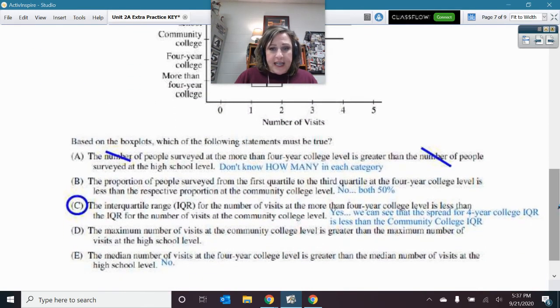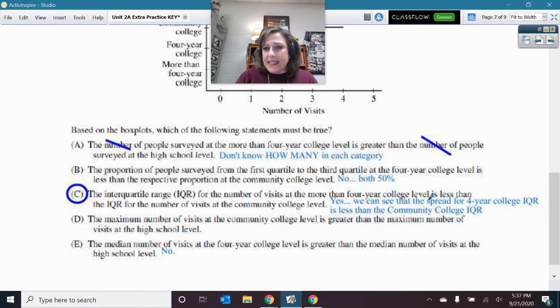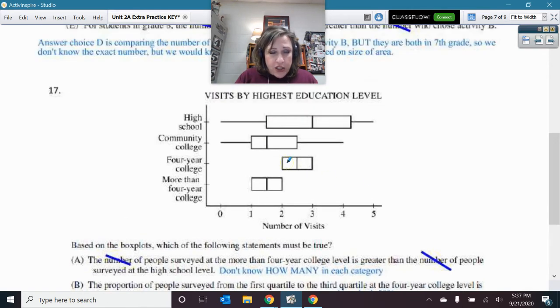Here we have number 17. Answer was C, the only one we know. I kind of put the reasons that these other ones were wrong. What was the deal with D? The max number of visits at community college is greater than the max at the high school. So, yeah, no, the max at the high school was the highest. All right, C. Yes, we can see that the spread for the four-year college IQR, that middle 50%, is less than the community college IQR. And so that was the four-year college IQR, which is interesting. There's no whiskers, and is less than the spread for the community college IQR.